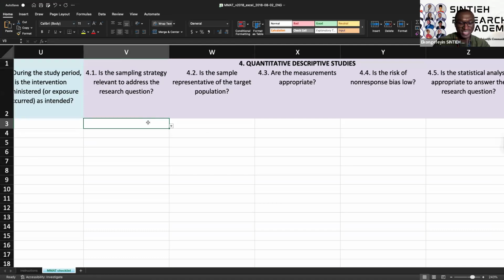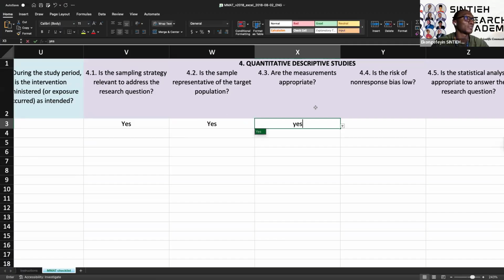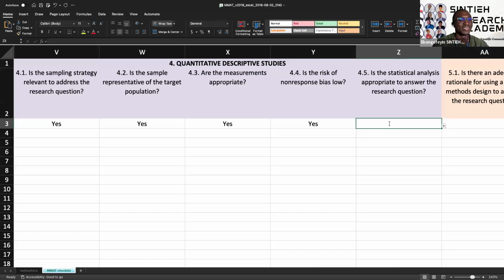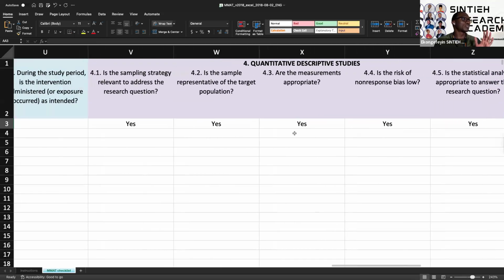So I'm going to put yes here. Is the sampling representative of the target population? Yes, it is. They took a database from diabetic patients. Are the measurements appropriate? Again, I can only say yes. Is the risk of non-response bias low? Yes, it is low because they had everybody. Is the statistical analysis method appropriate? I think it is. So you see, we are done. This study is fine.